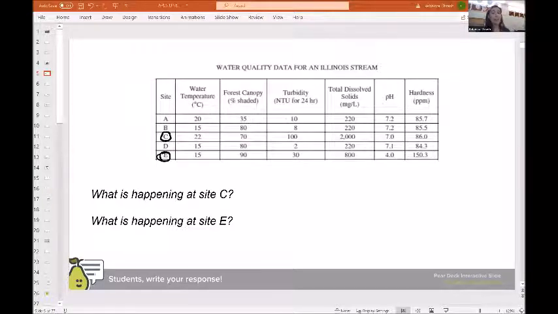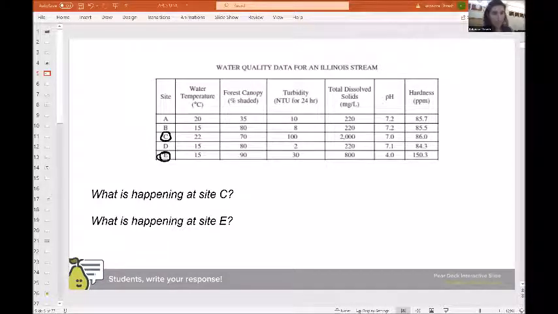All right, yeah, I'm seeing some good answers here. Site C, maybe there's some thermal pollution here. Okay, some of you are looking at that table and you're looking at site E, and there is absolutely something going on that's dropping that pH. So something about acids, absolutely.